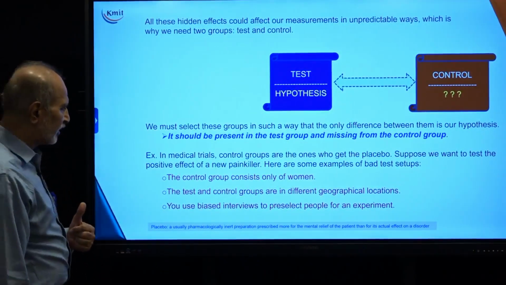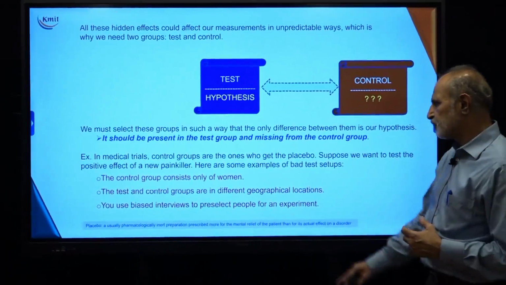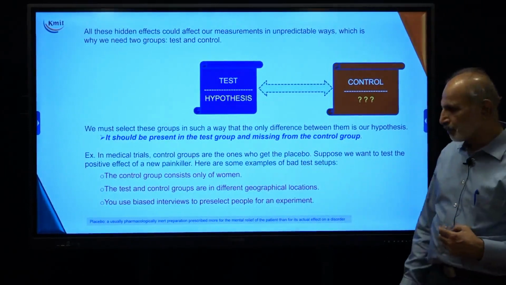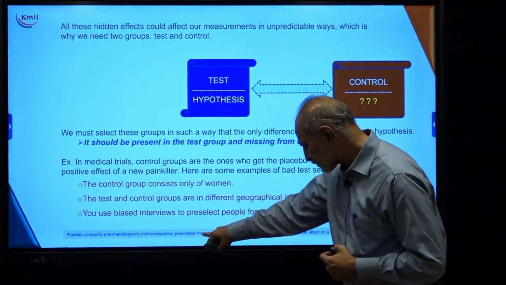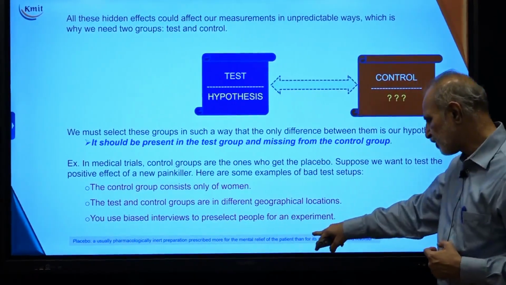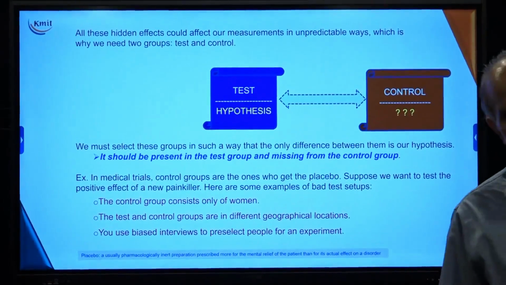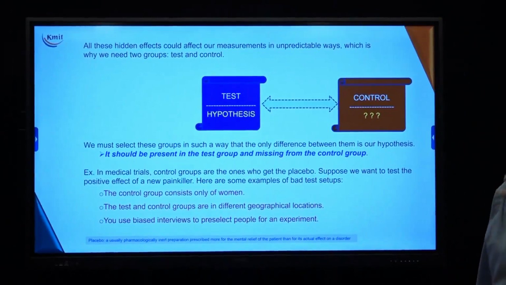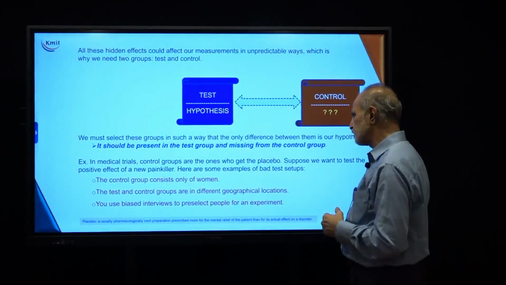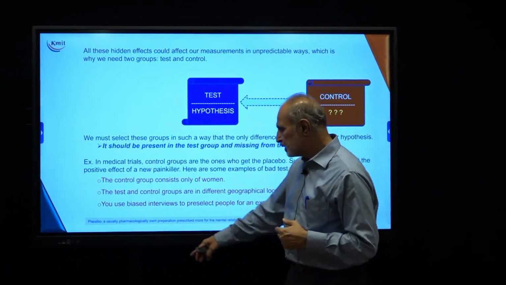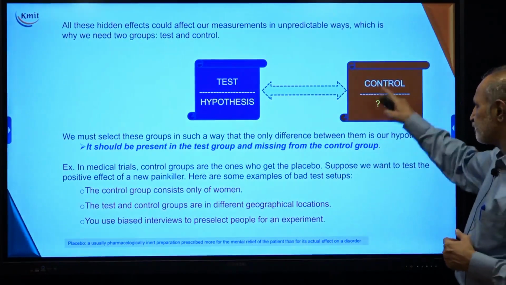Now, this is a very interesting example. In a medical trial, the control group are the ones who get the placebo. Placebo means a usually pharmacologically inert preparation prescribed more for the mental relief of the patient rather than for any actual effect on the body. For example, with anesthesia the body will go numb, but I want something which works in the mind, not in the body. So, we use a word called placebo. In a medical trial, control groups are the ones who get the placebo.